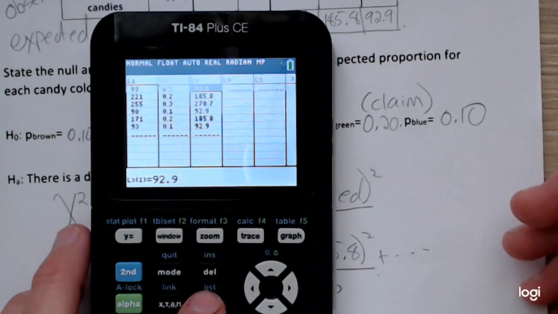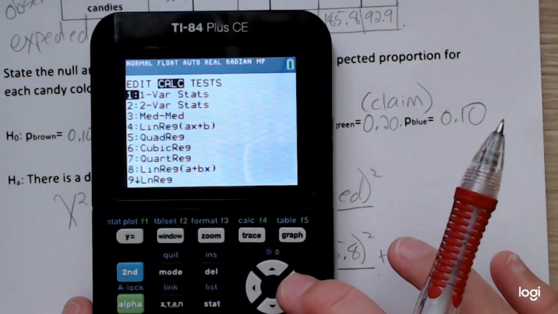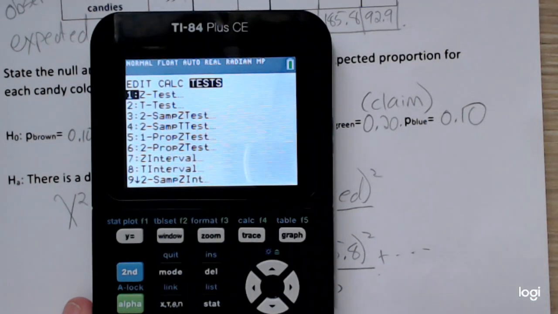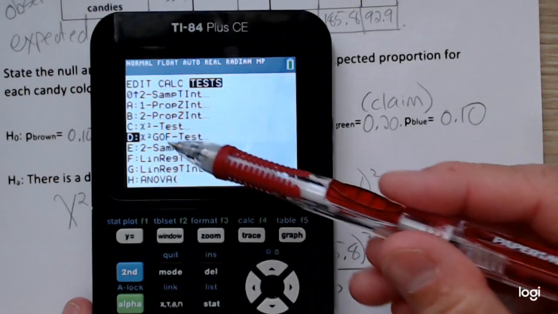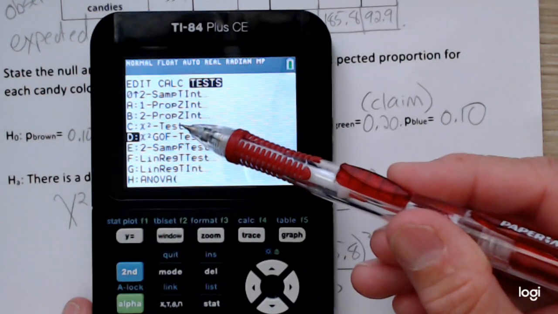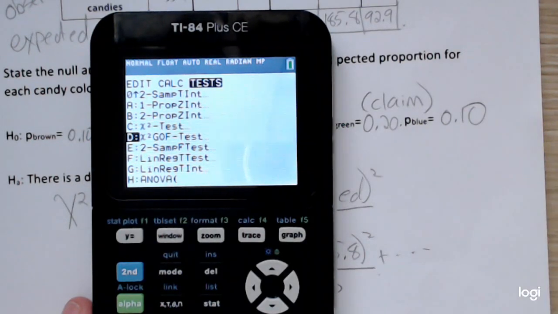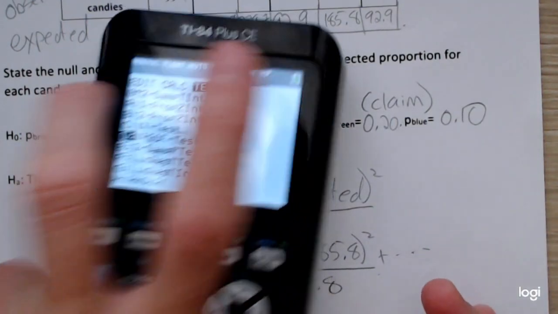So I'm going to press my stat menu, arrow over to tests, and either scroll up or scroll down to find the Chi-Square GOF. That stands for goodness of fit. This Chi-Square test right above it is the Chi-Square test of association, or test of independence, which is a different test. It's the test we use to test whether or not we have a relationship between two categorical variables. The goodness of fit is used to assess whether or not an observed distribution fits an expected distribution.